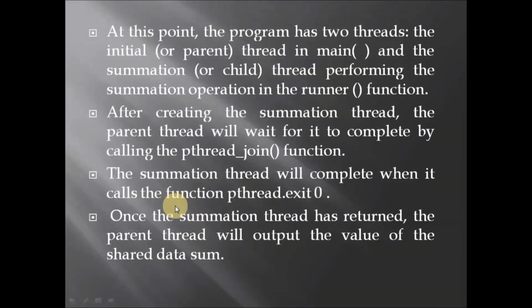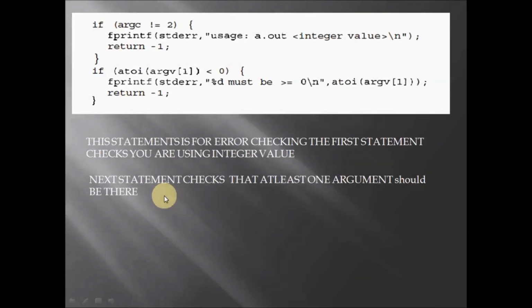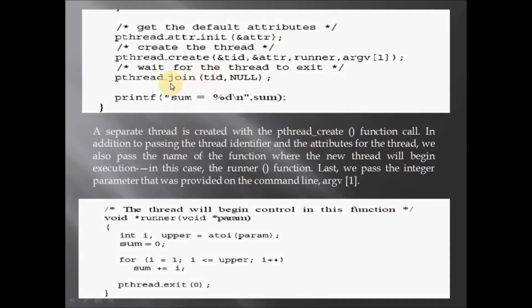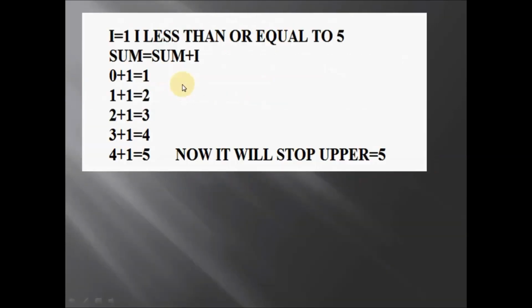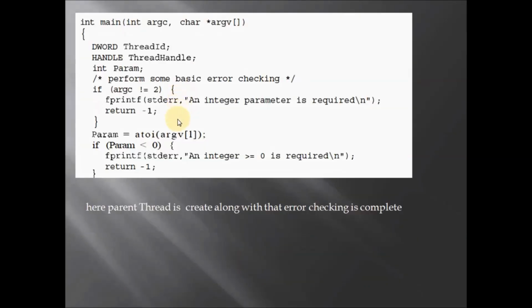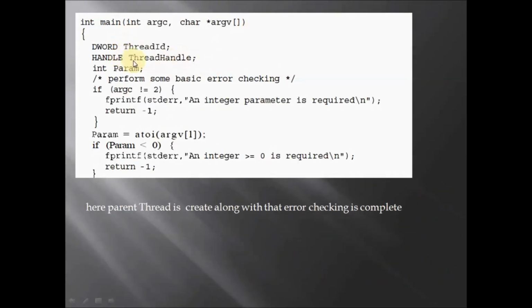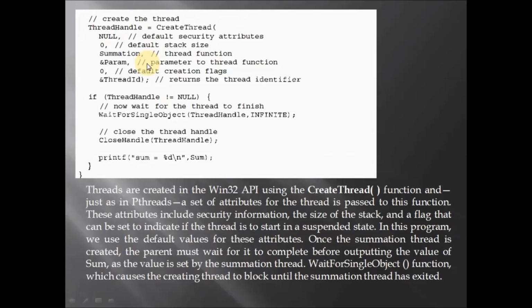In POSIX I used which one? Join, right? Pthread join. This is to wait. The parent process has to wait until the child finishes the execution. So join I used, but here in Windows, what is the command I'm using? I'm using WaitForSingleObject. Here the parent has to wait until the child finishes the execution. Once the execution completes, you can close the handle, right?